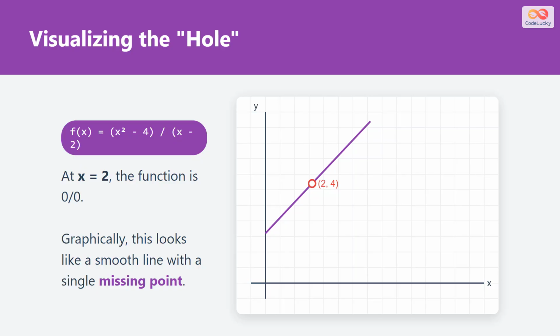Let's see what this looks like on a graph. Take the function x squared minus 4 divided by x minus 2. At x equals 2, we get 0 over 0. Graphically, this usually creates a hole. The line is smooth everywhere else, but at that exact point, the function does not exist. However, the limit still exists because we are looking at what the value approaches.